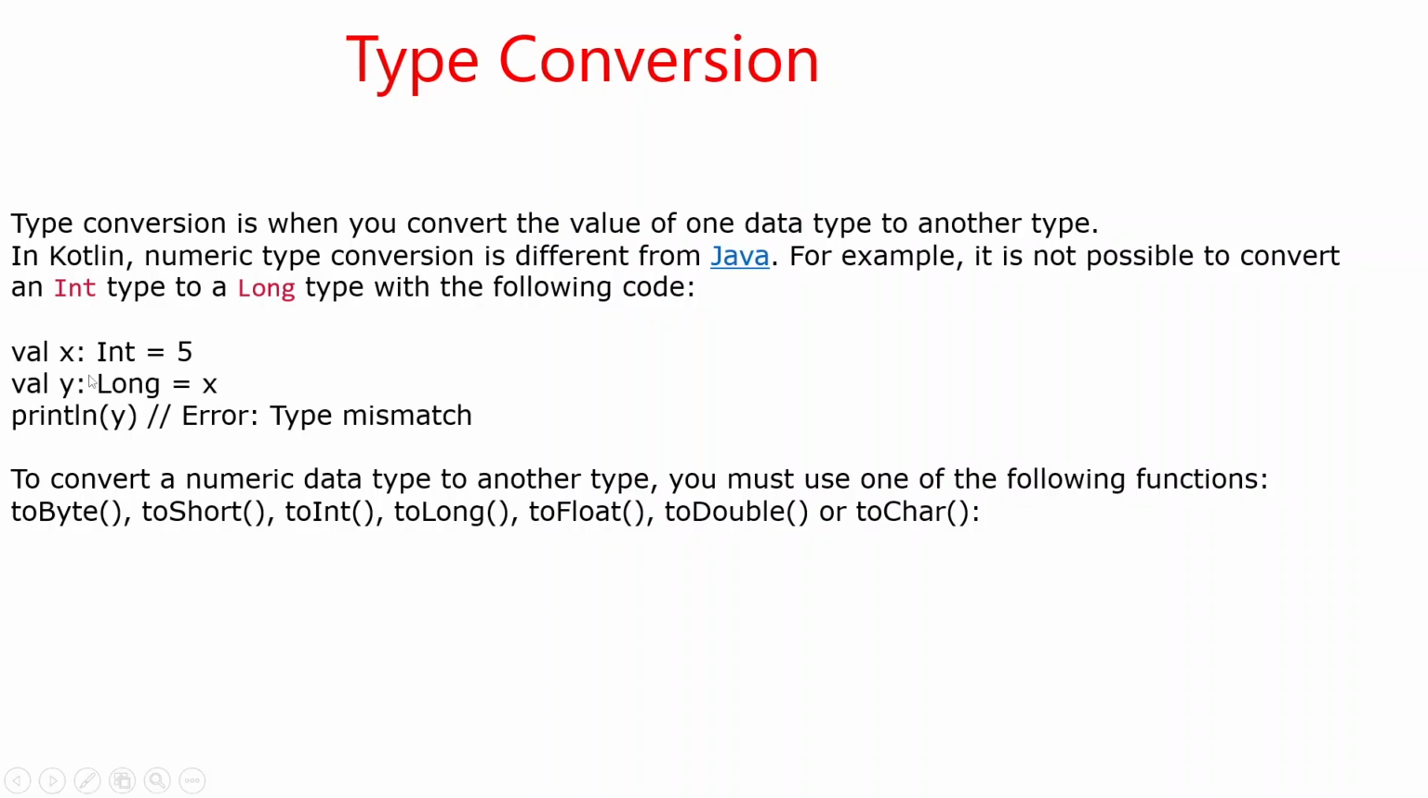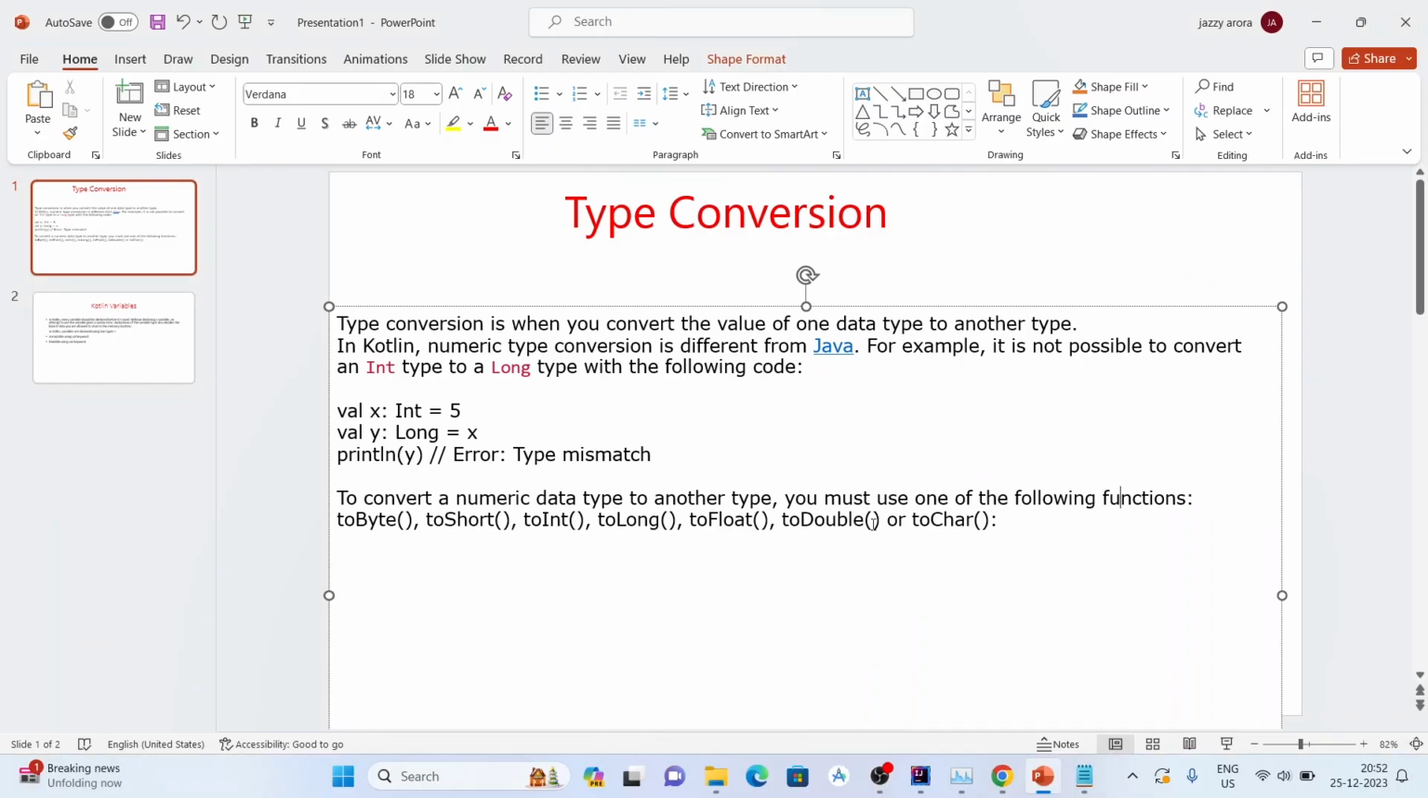Here we can see I have initialized one variable val x of type Int, and I have initialized it to 5, and one val y of type Long, and I have assigned variable x to y. The above statement will generate an error as the type is mismatched. To convert a numeric type to another type in Kotlin, you must use functions like toByte, toShort, toInt, toLong, toFloat, toDouble, or toChar. Let's do one practical to understand it.